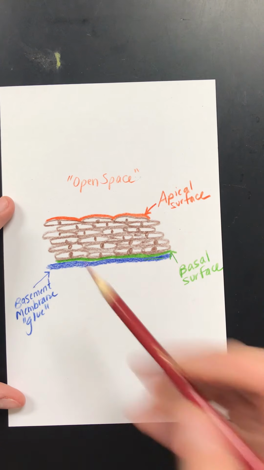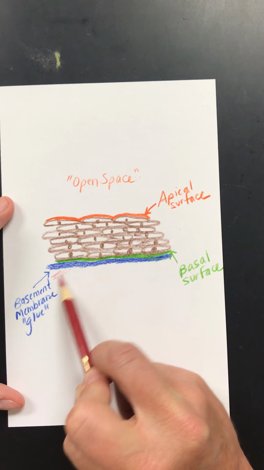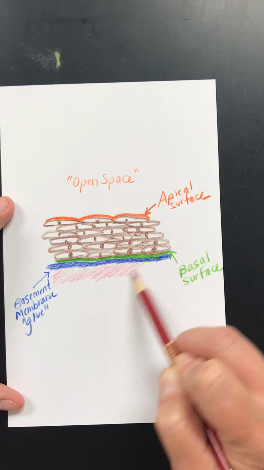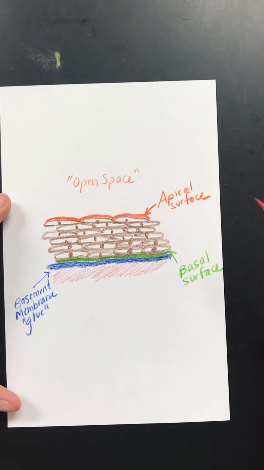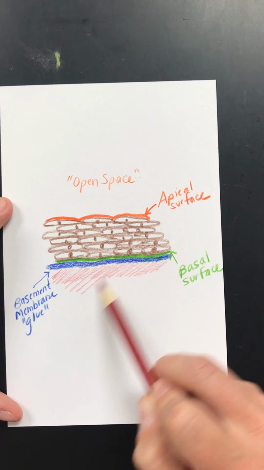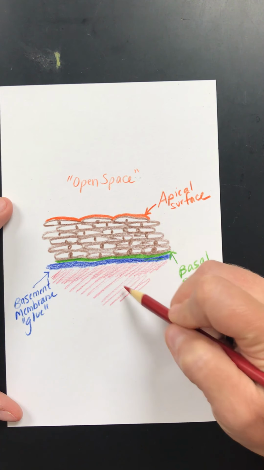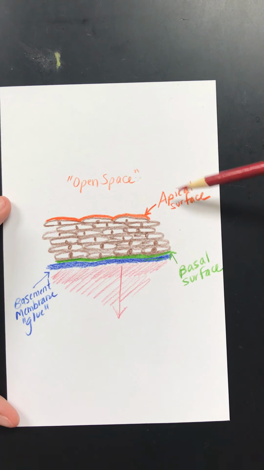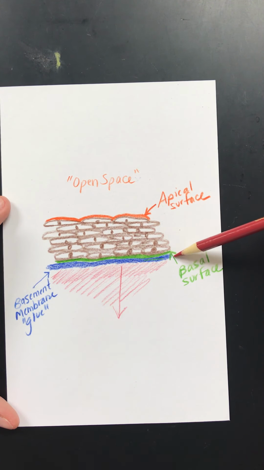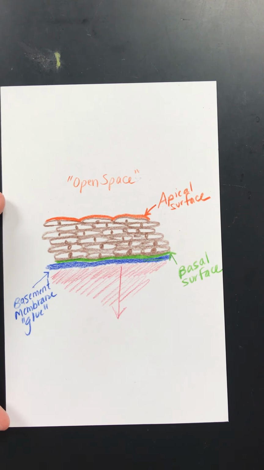And then underneath the basement membrane, there would be maybe some smooth muscle, some nerves, other types of connective tissue. So we would just be going deeper and deeper and deeper into the human body at this point. So the apical surface, again, faces that exposed opening, and the basal surface is anchored to that basement membrane. That's it.